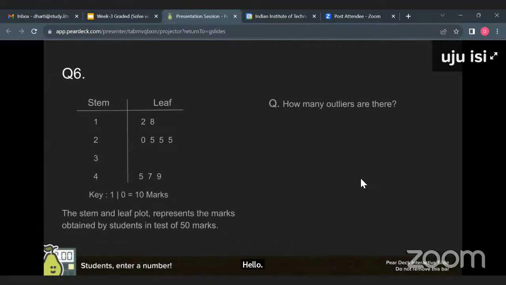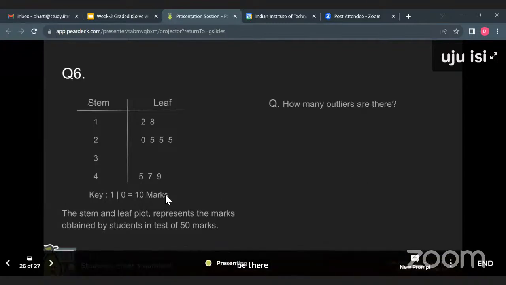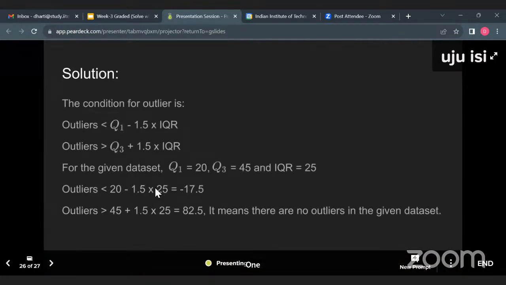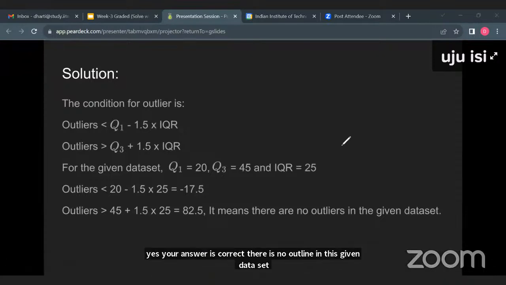If I add a number, let's say 89, in this data set, then how many outliers will be there? 1, ma'am. Okay, there is a calculation for it. Your lower limit is -17.5, and the upper limit is 82.5. In the given data set there is no data point lying below -17.5 or above 82.5. So your answer is correct, there is no outlier in this given data set. Yeah, ma'am, I got the same values.